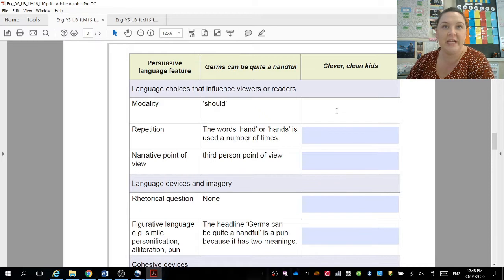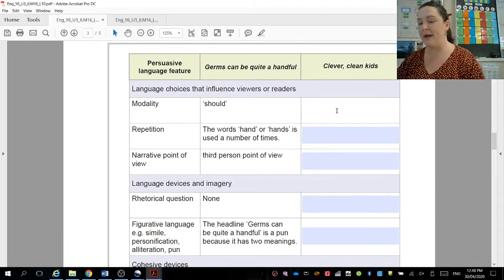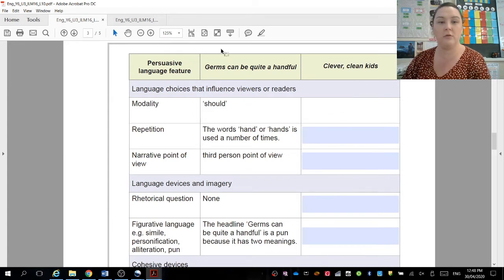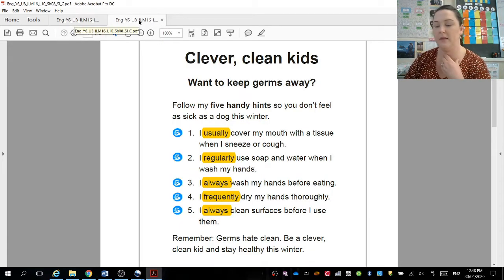So obviously repetition is any word or phrase that is repeated for effect within the advertisement. Let's have a quick look at what words are used repeatedly in this advertisement. So clever, clean kids, that would be one. It's repeated twice. I is repeated more than once because it's essentially an instruction manual. My hands, I think. My hands, my hands. There you go. Those are the three.